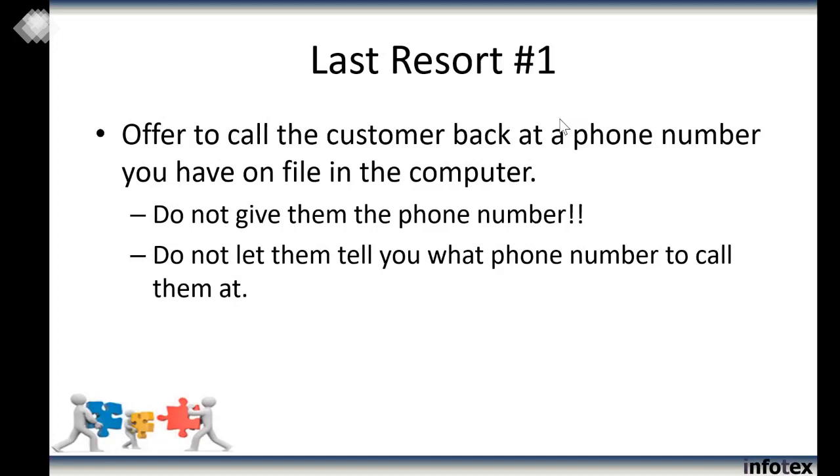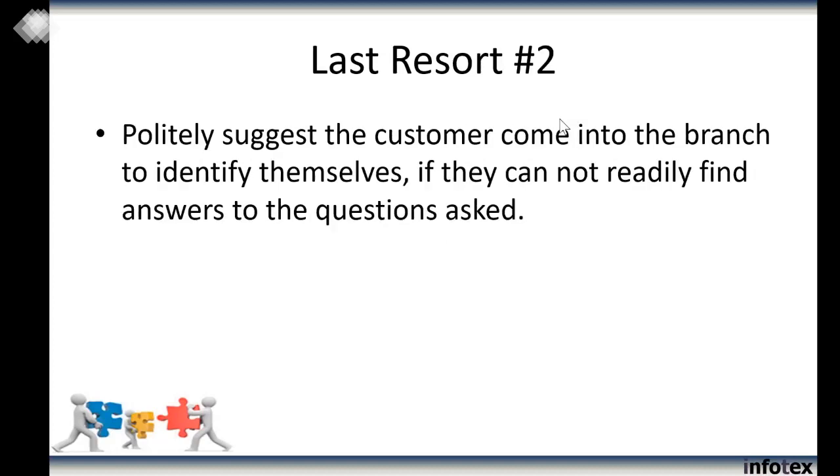The first one is to offer to call the customer back at the phone number that you have on file in your computer. A bad guy might say, well, I'm at this number, call me here. No, we need to call them at a phone number that's in our computer system. A bad guy might say, oh, and what number is that? What number do you have? We can't tell them what number we have in our phone system without confirming their identity. Now, keep in mind, they're going to look them up and try to call the next branch, but that's why we all need to ask the out-of-wallet questions.